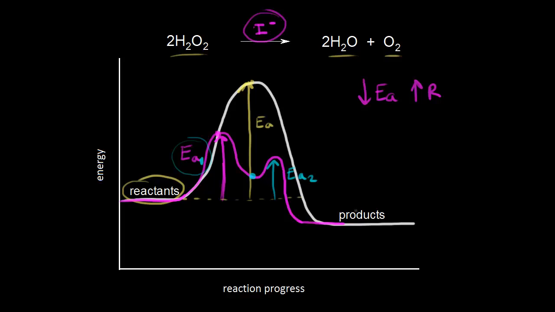Again, the catalyst does not affect the energy of your reactants or of your products. It's still the same energy for both of those. What the catalyst does is decrease the necessary activation energy, which increases the rate of your reaction.